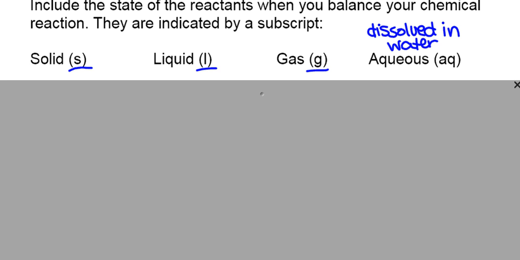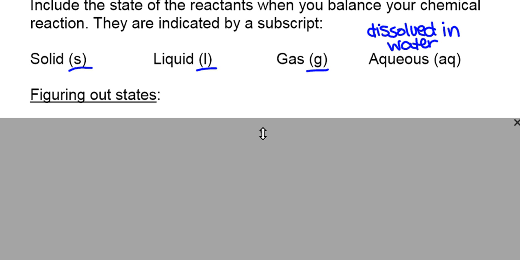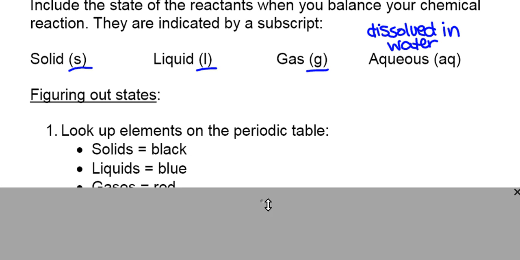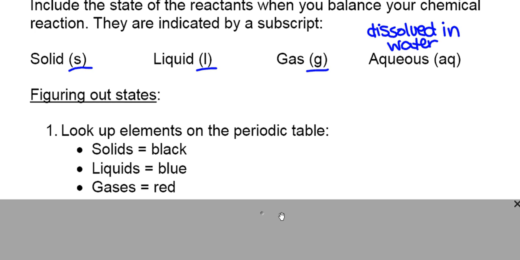First, what if you just have a pure element in your chemical reaction? You can just look at your periodic table, and most of them are color-coded something similar to this, like the one that's in our classroom. Solids are black, so these are all of your metals and several nonmetals. We've got liquids in blue. You know there's only 2 on the periodic table, bromine and mercury.